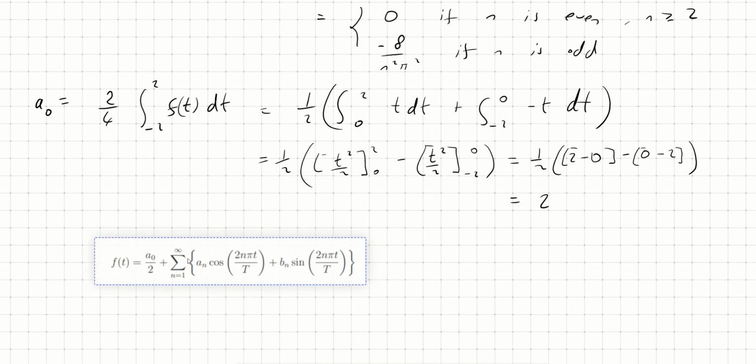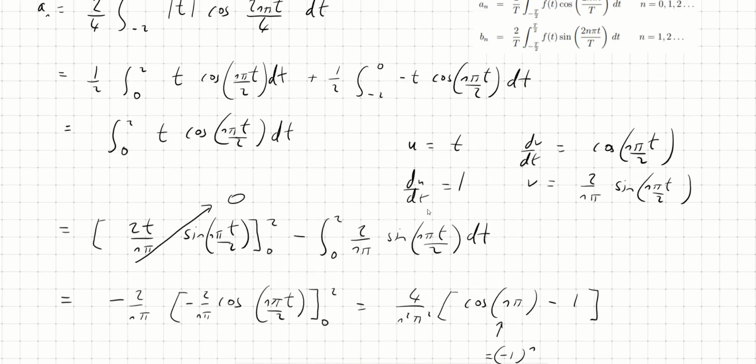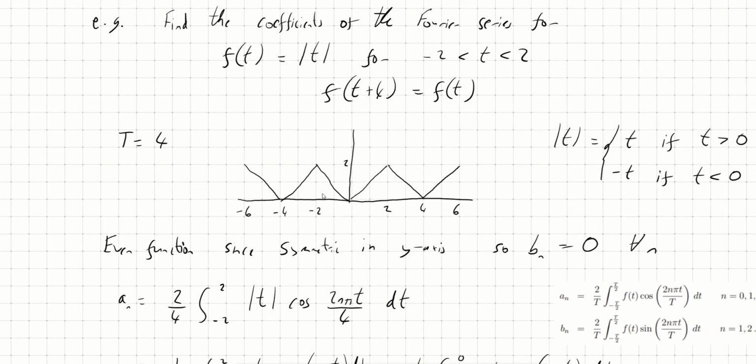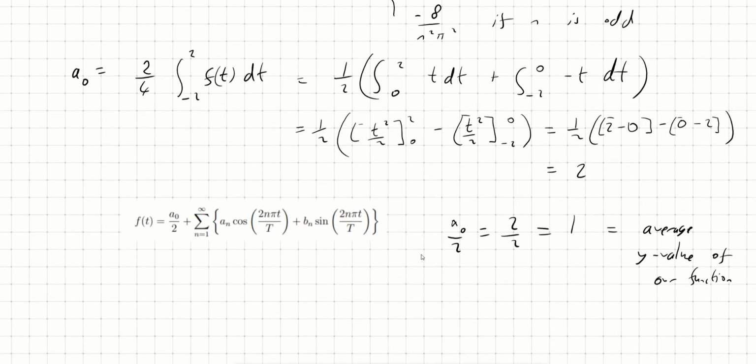So our actual function has our a0 over 2 term. So a0 over 2 is equal to 2 over 2, which is equal to 1. And this should be the average y value of our function. And indeed, if we think about our graph, the average y value, because of the symmetry, is indeed 1. So it looks like we've got this right.